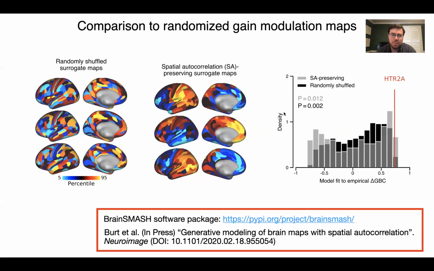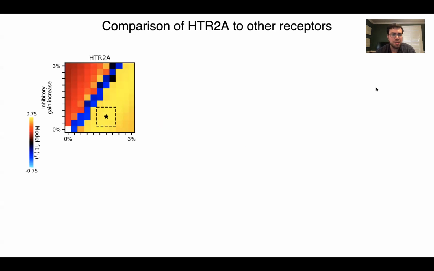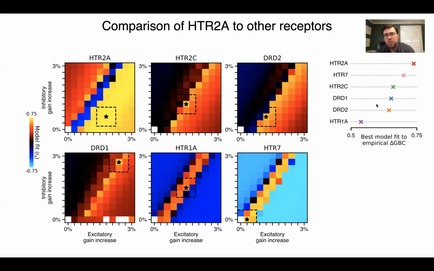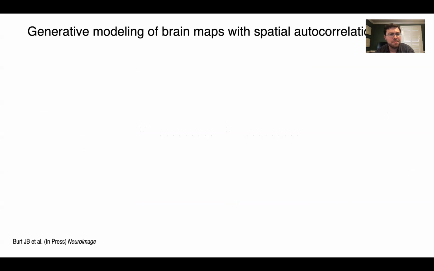And then we can refit the model with these different surrogate maps and compare our original HTR2A map to assess significance. Similarly, we can also compare our HTR2A gene to other implicated genes, serotonergic and dopaminergic. And here we found that the HTR2A map not only has the best fit, but also the most robustness of the fit within parameter space.